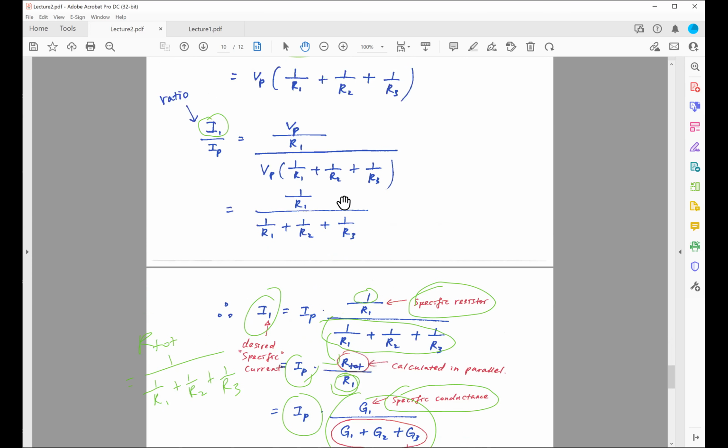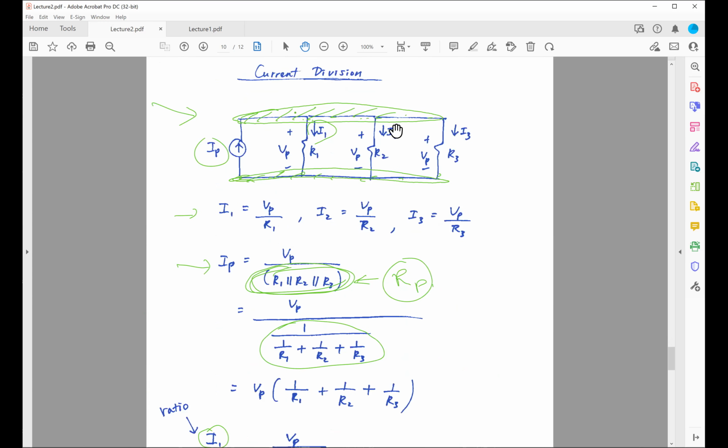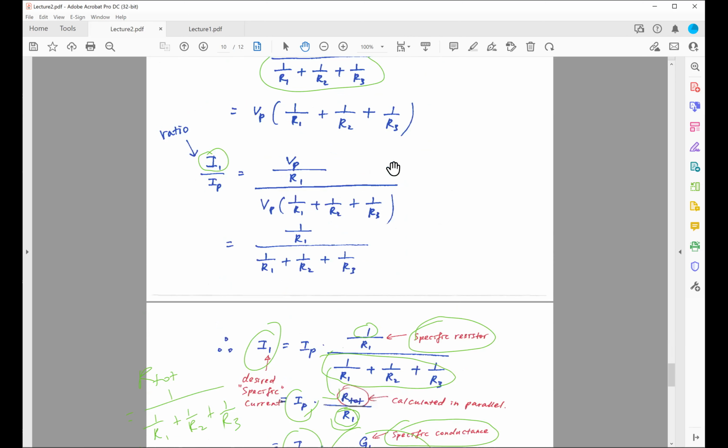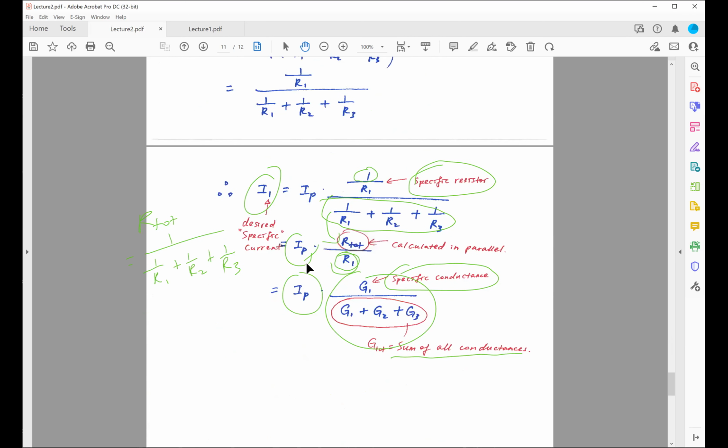Now, if I want to find current I2, which is the current passing through this resistor R2, what do I have to do here? Well, all I have to do is change the subscript from 1 to 2. Instead of G1, I change it to G2, over still the same G total, which is the sum of all these conductances. Your denominator will not change, only the numerator. The numerator will change depending on which specific current you're trying to find.